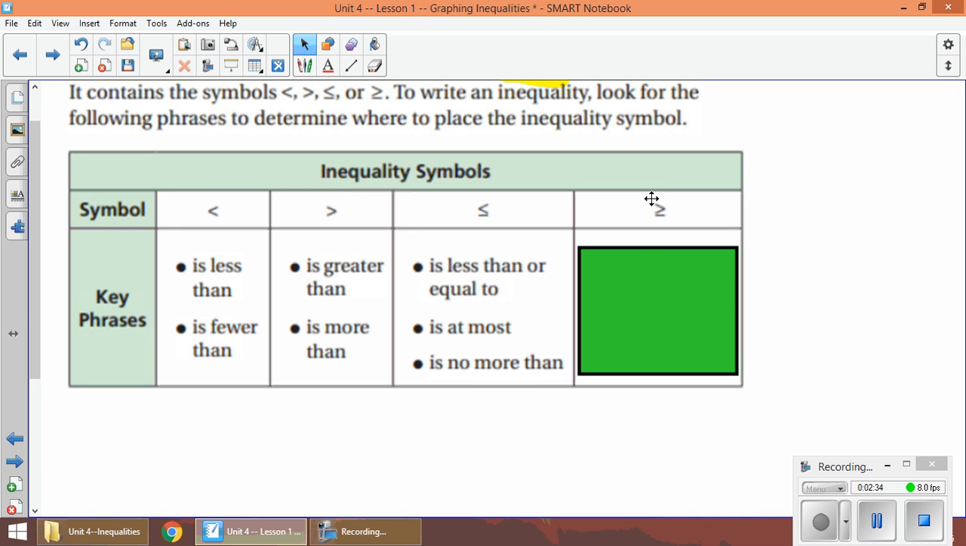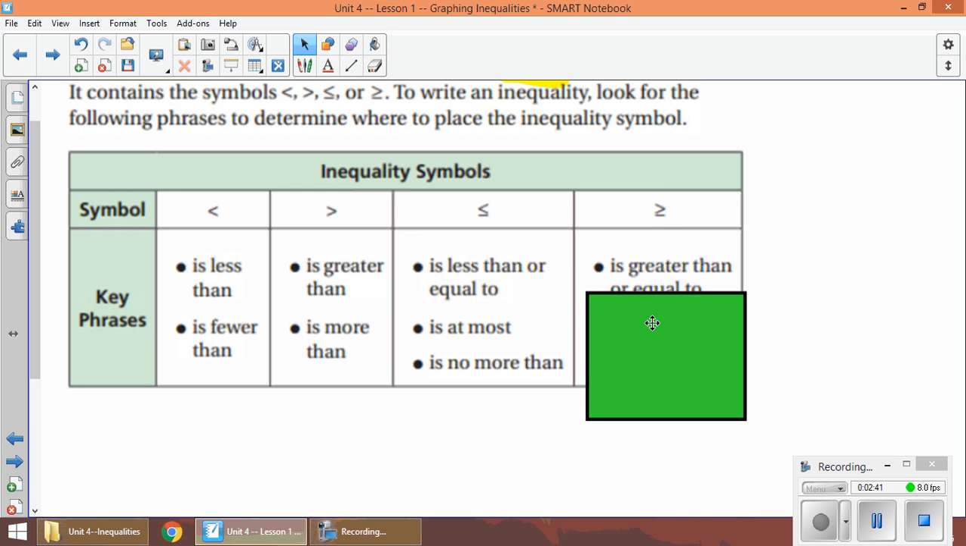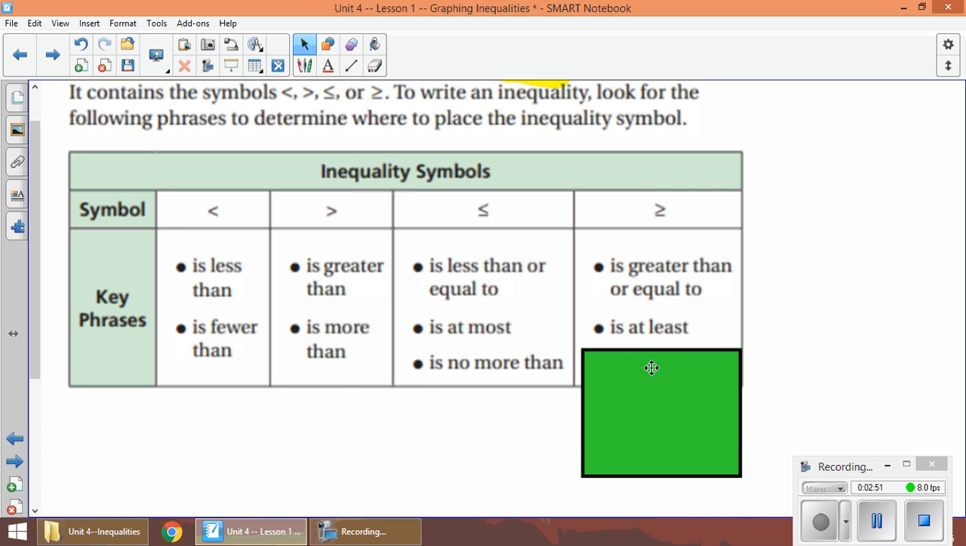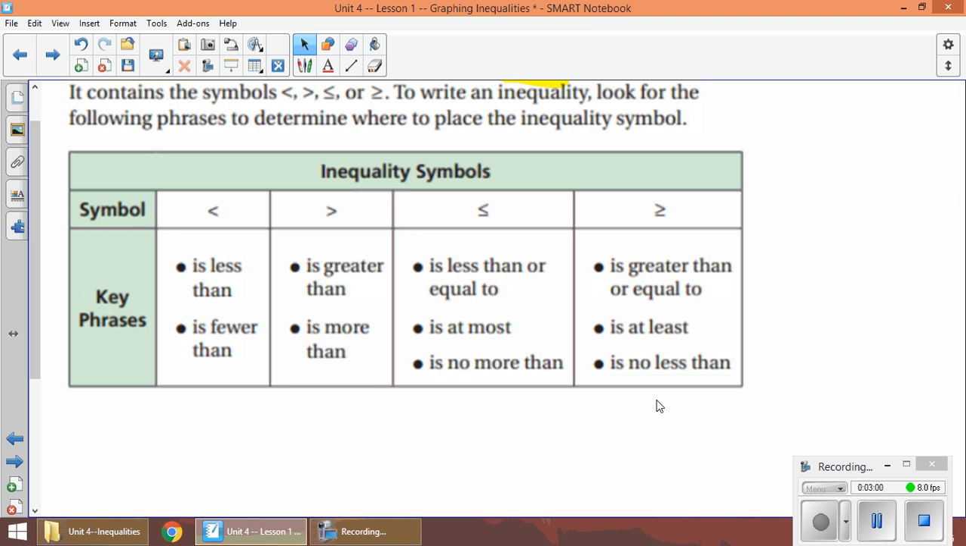Okay, and finally we have greater than or equal to. And remember, at any point you can pause and write this stuff down. So this symbol means is greater than or equal to. You could also call this symbol is at least. You could also describe this symbol as is no less than. Okay, so take a minute, make sure you have this chart written down. When you're ready, let's move forward.